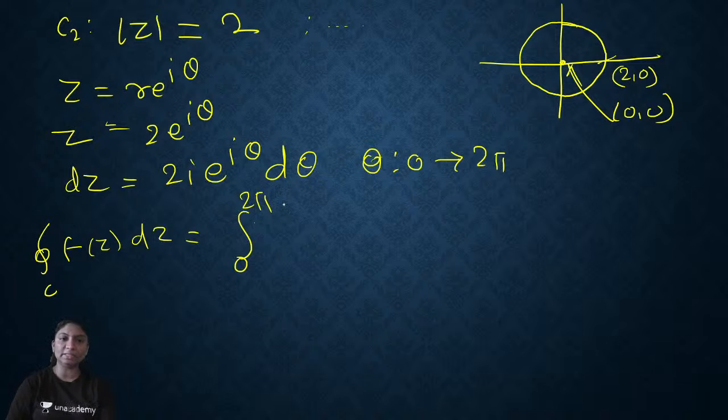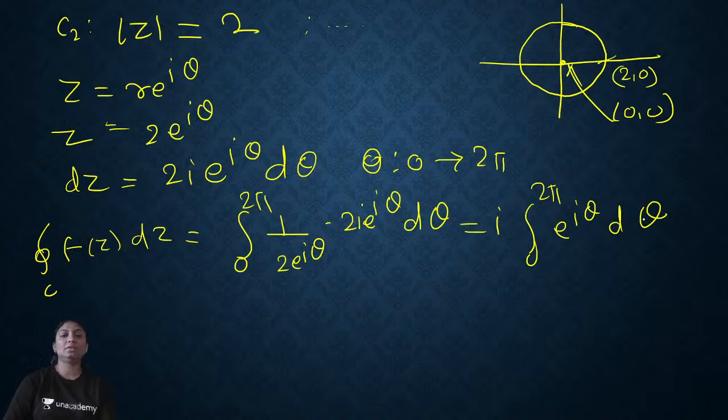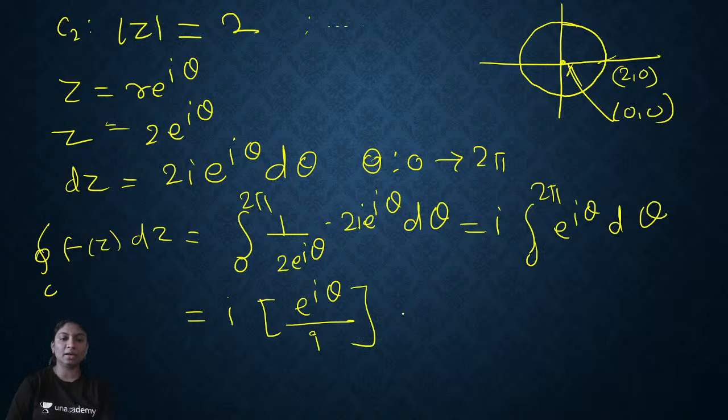f of z, which is 1 upon z. So 1 upon z, where z is 2 e raised to i theta, into 2i e raised to i theta d theta, which is equal to, the 2 cancels out. So you will get again i times the integral from 0 to 2 pi of e raised to i theta d theta.